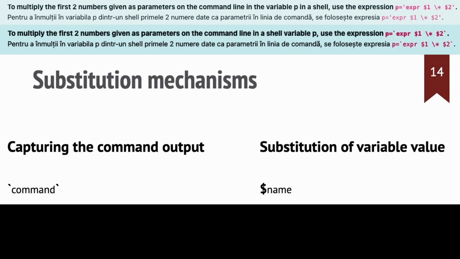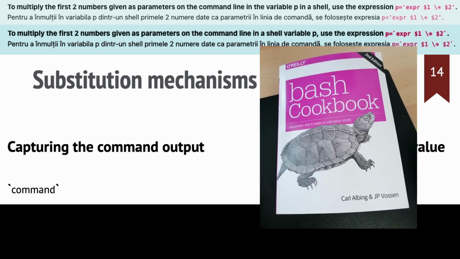The second expression is encapsulated in backquotes. We have talked about backquotes in lecture 2, slide 14, when we talked about the substitution mechanisms. And backquotes, according to the Bash Cookbook, is called command substitution, because for everything that is encapsulated in backquotes, the command is run and the output of the command is put instead of the entire structure which is encapsulated in backquotes.